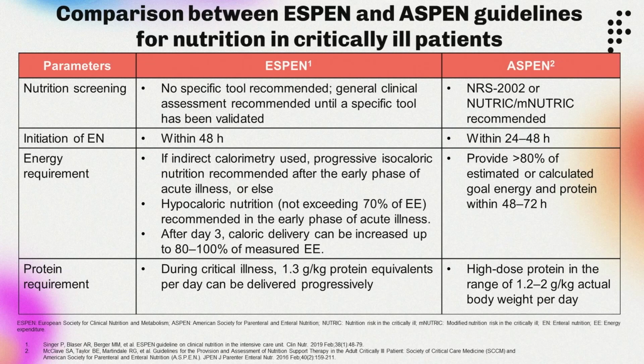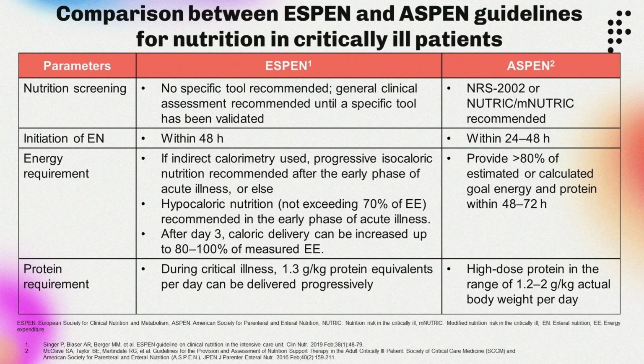Energy requirements according to ESPEN: if indirect calorimetry is used, progressive isocaloric nutrition is recommended after the early phase of acute illness, or else hypocaloric nutrition not exceeding 70% of energy expenditure is recommended in the early phase of the acute illness. After day 3, calorie delivery can be increased up to 80 to 100% of the measured EE. According to ESPEN, provide more than 80% of the estimated or calculated goal energy and protein within 48 to 72 hours. For protein requirement, according to ESPEN, during critical illness, 1.3 gram per kilogram protein equivalents.